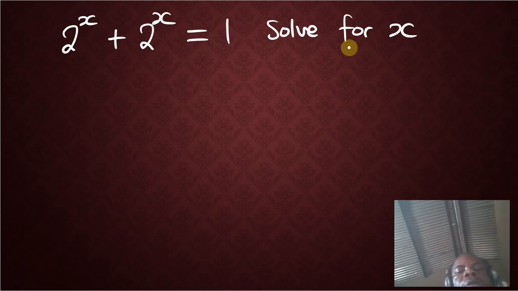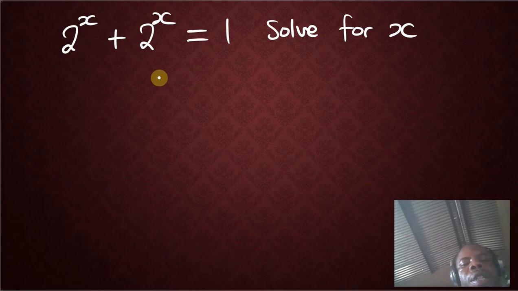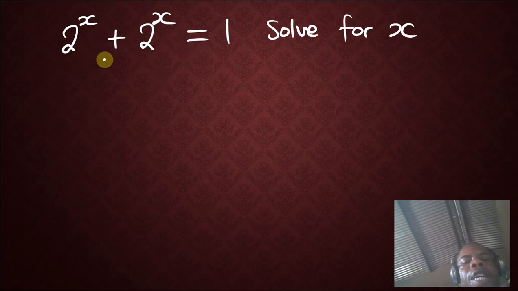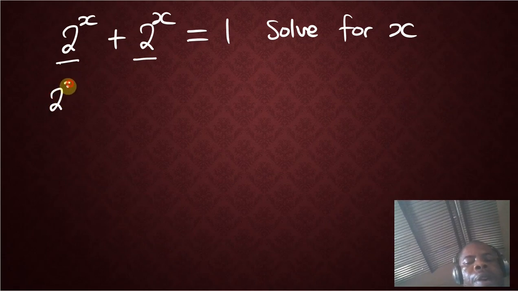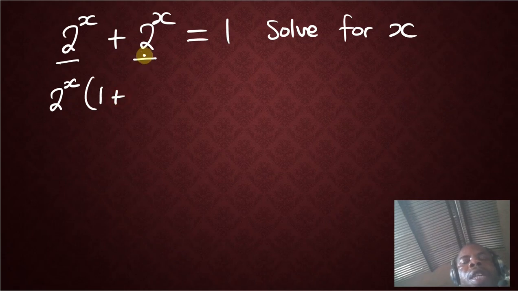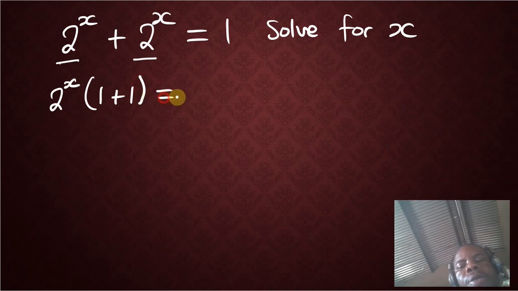All right, so how do you solve such a question? You just look at this. On the left side of the equal sign, you have 2 to power x and also 2 to power x. These are common factors, so you just need to factorize them. You factor out 2 to power x because it is common. Once you factor out 2 to power x, you remain with 1, plus, on this side, when you factor out 2 to power x, you remain with 1, like that. Then you say equals 1.